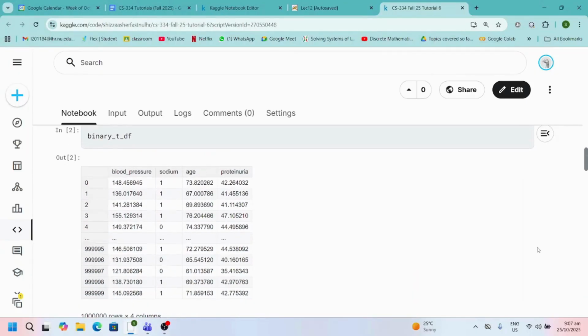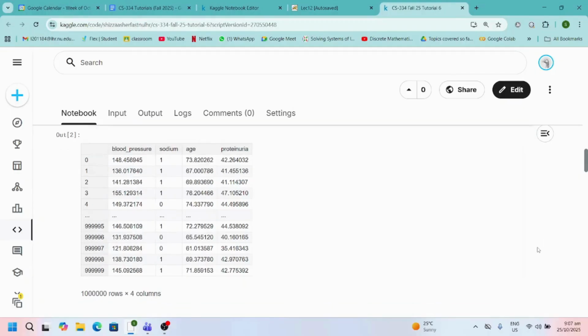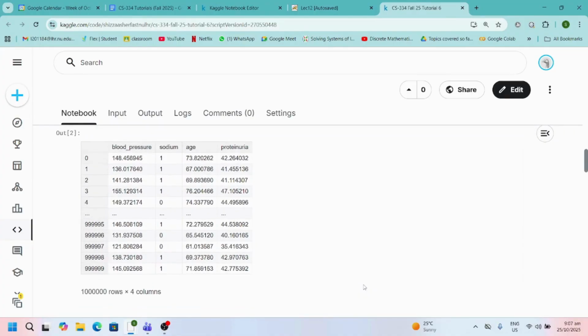So let's look at our data set. This is what it looks like. 1 million rows, 4 variables recorded: blood pressure, sodium, age, and protein and urea. I will give you guys a few seconds to look at this data set and then we'll move on.